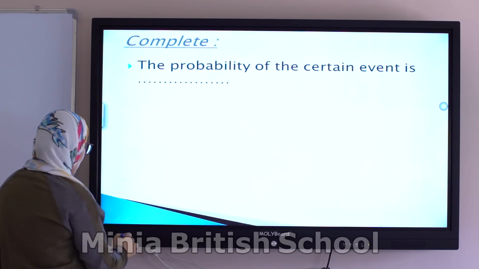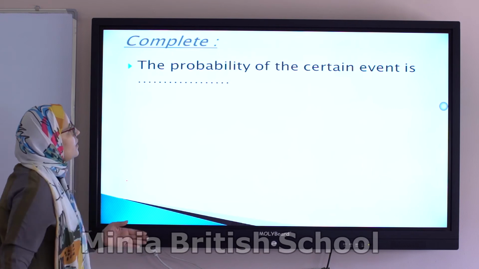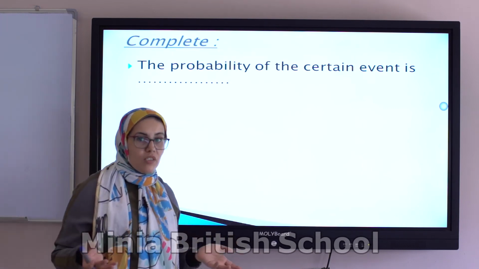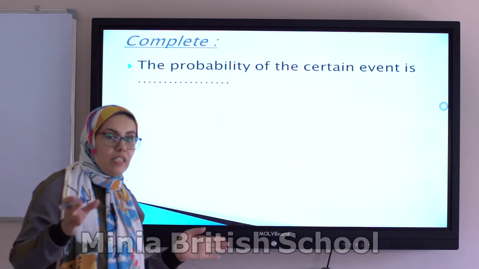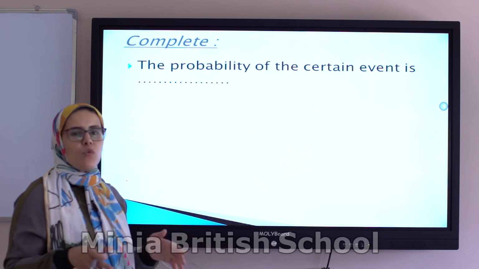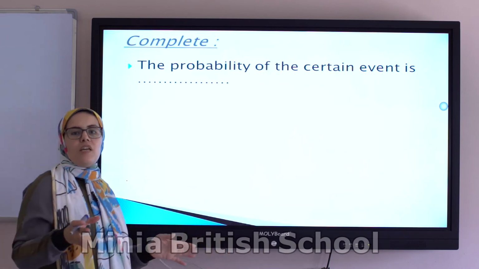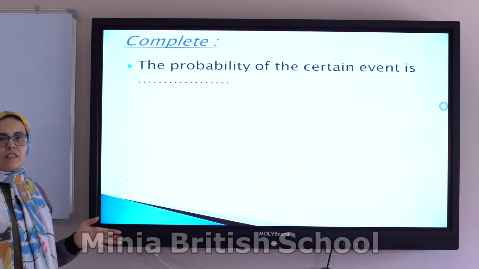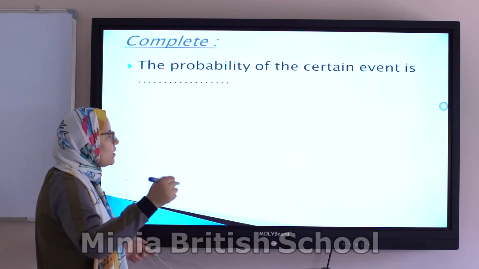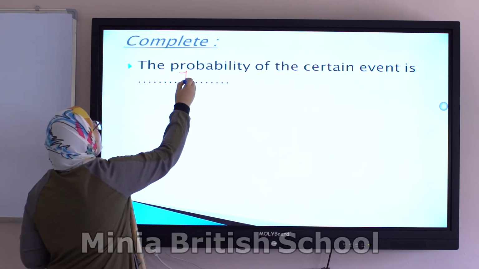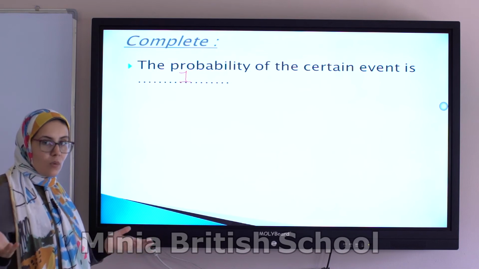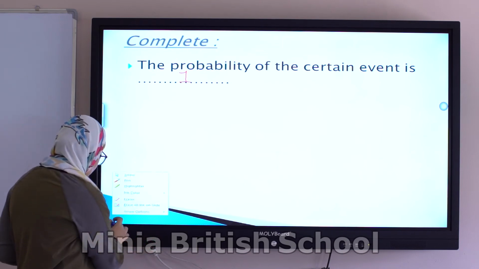Complete. The first one. The probability of the certain event. What does certain event mean? The certain event, we said before, is a sure event. The event we are sure that it will happen. Of course it will happen. So the probability of this event is what? Can you remember it? Yes, excellent. It's 1. Because we are sure about this event, so the probability of it equals 1. The next one.